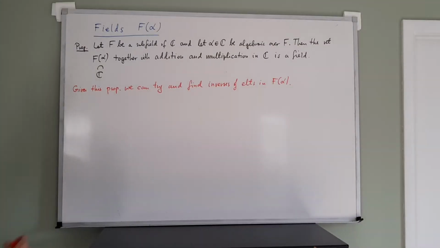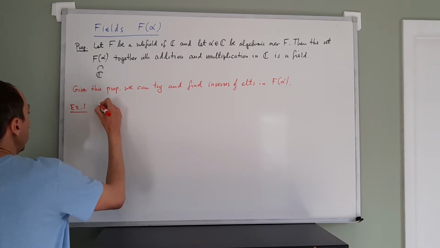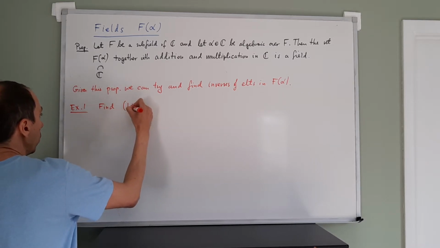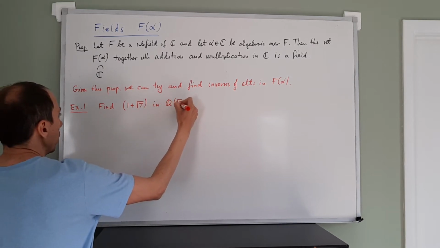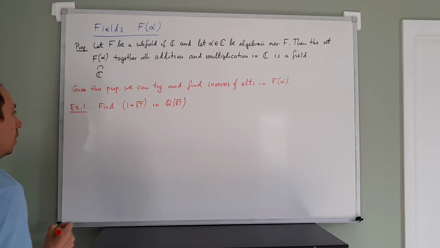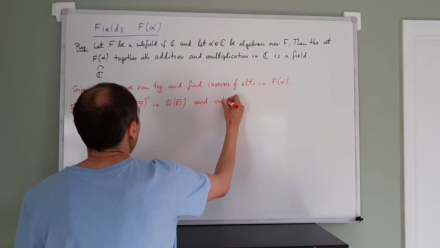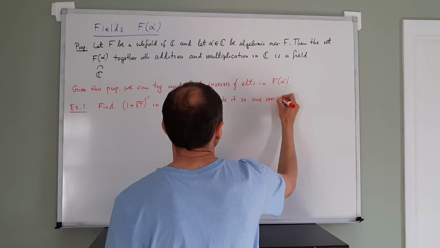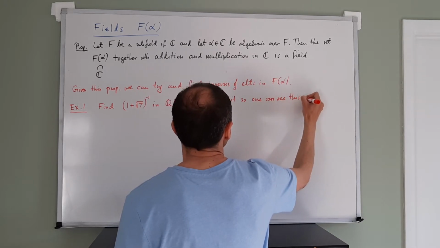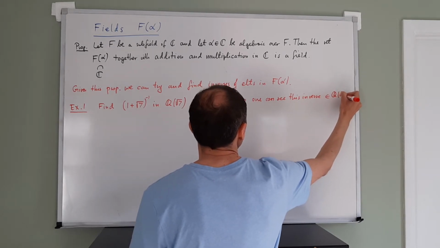So let's just do 2 examples. If I want to find the inverse of, let's say, 1 plus radical 7 in Q adjoined radical 7, and write it so one can see this inverse belongs to Q adjoined radical 7.